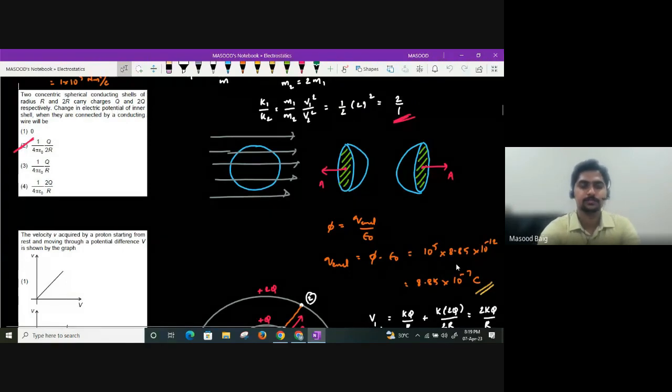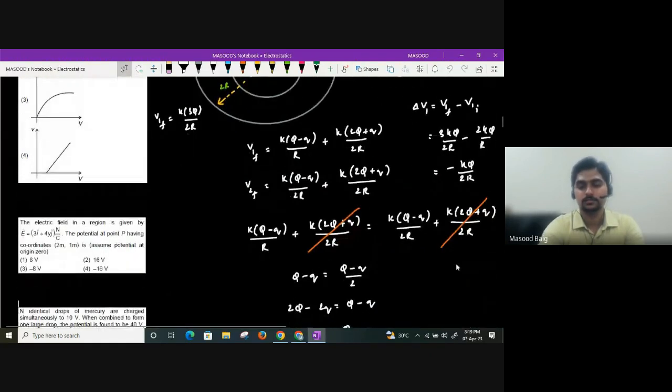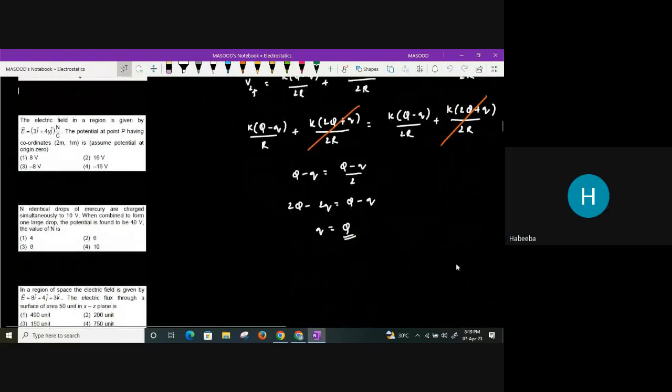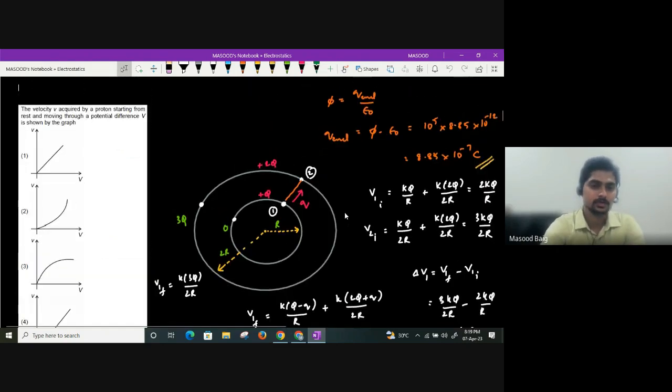Clear? Understood, all of you? Guys, is it clear? Yes, sir. I just proved here that in order for both the inner shell and outer shell to be at the same potential, whatever charge is there on the inner shell will get transferred to the outer shell. I have proved it here, guys. But anyhow, you can remember it as a general point again.